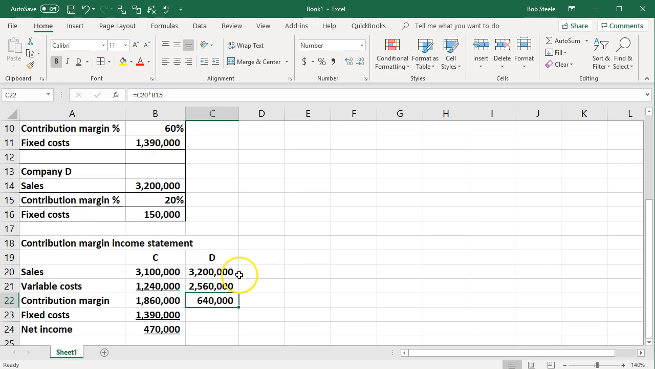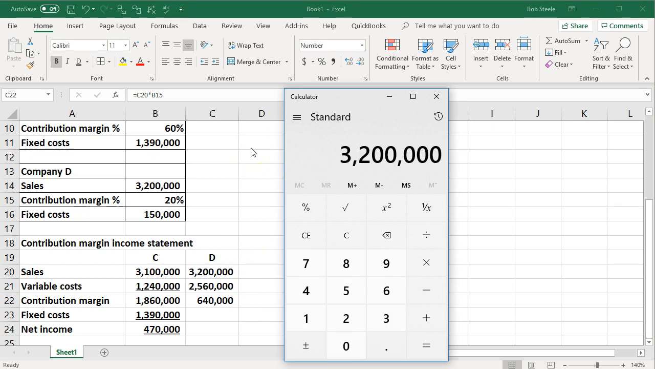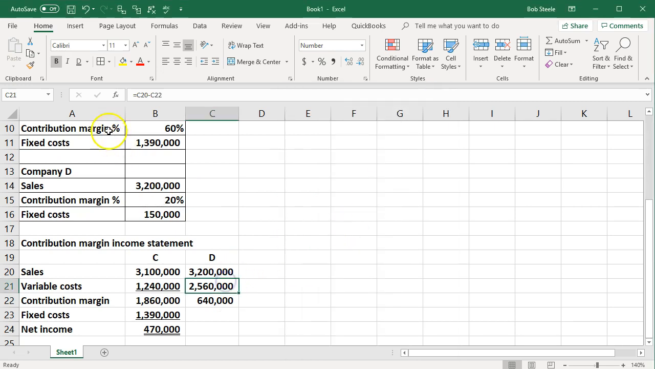If we just double check that, again, it's probably good to double check these when we can. 3,200,000 minus 2,560,000. That's the 640. 640 divided by the sales, 3,200,000, is the 0.2 or the 20%. Checks out, looks good, moving forward.